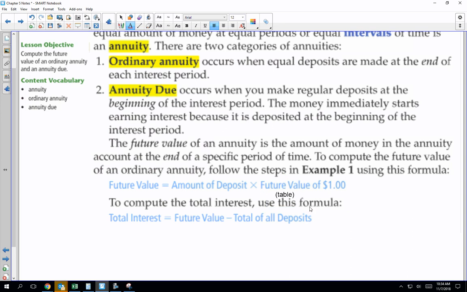To compute the total interest, use this formula. Your total interest is whatever your future value is minus the total of all your deposits. So that means you have to add all of the deposits up, because you're adding a little bit of an amount each time. So add all of your deposits up and then subtract it from your future value, and that's how much you make in interest. The other money is the amount that you've already earned and put in.